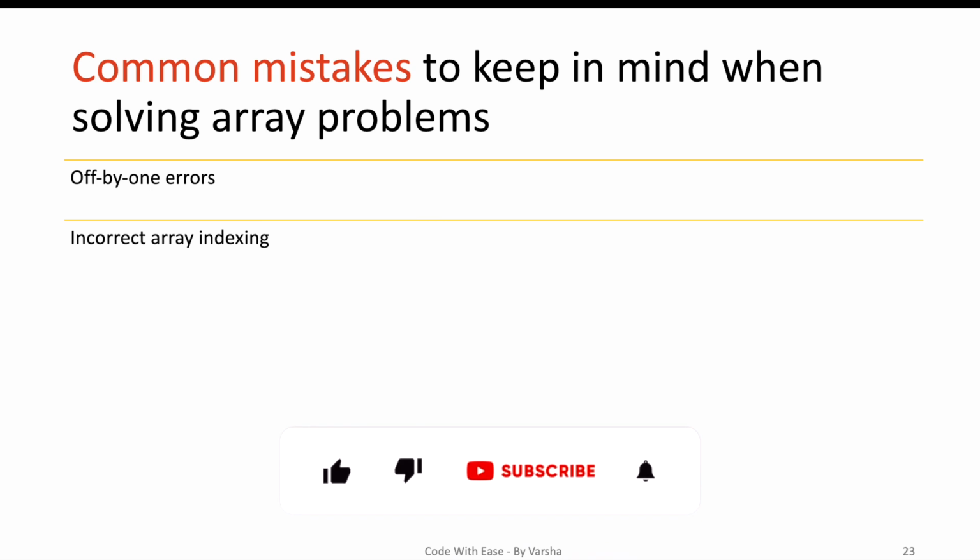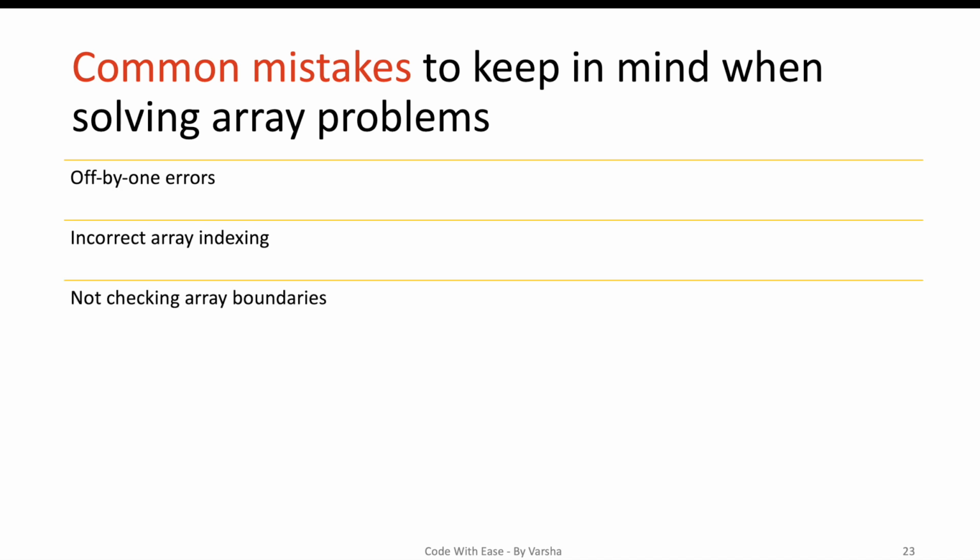Next is incorrect array indexing. Like we know, indexing starts at 0. So again, if we are not mindful when we are doing any kind of logical operation with the array indexes, then the same unexpected results can happen, and the program can crash. Then, not checking the array boundaries. This is also a very common thing which happens, that we write our logic assuming it is going to work, but then it doesn't.